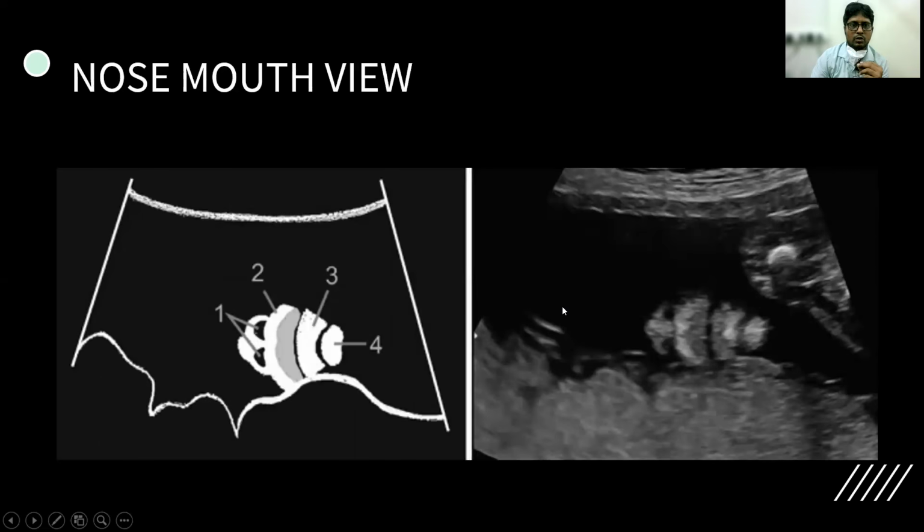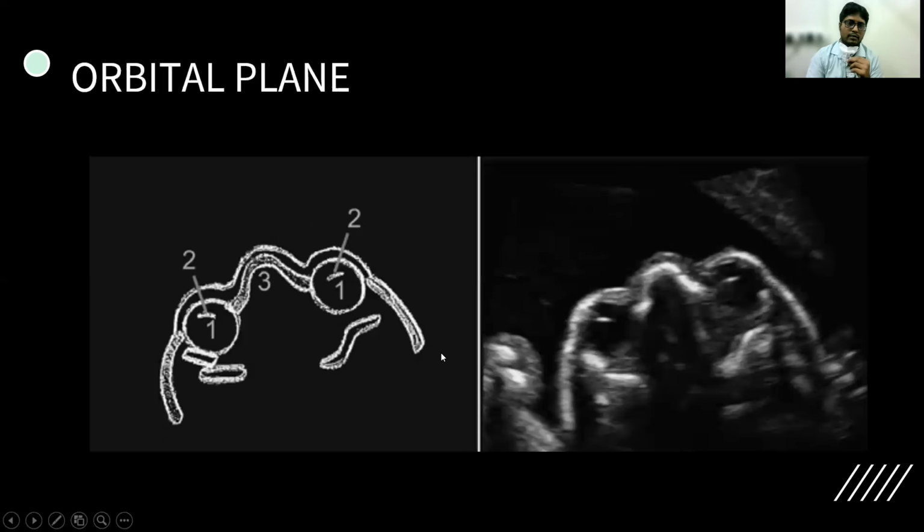The next thing is the nose mouth view. This is also very important to rule out cleft lip. So you can see here the two nostrils, the nose, the upper lip, the lower lip, and the opening to the mouth. And this is nothing but the chin. Now here we don't see any cleft lip or cleft palate.